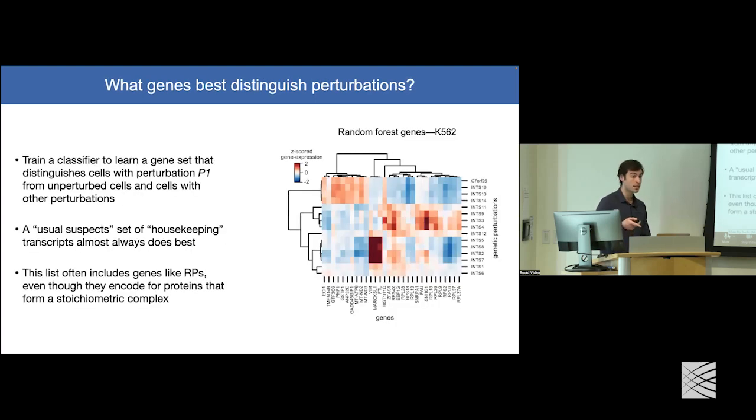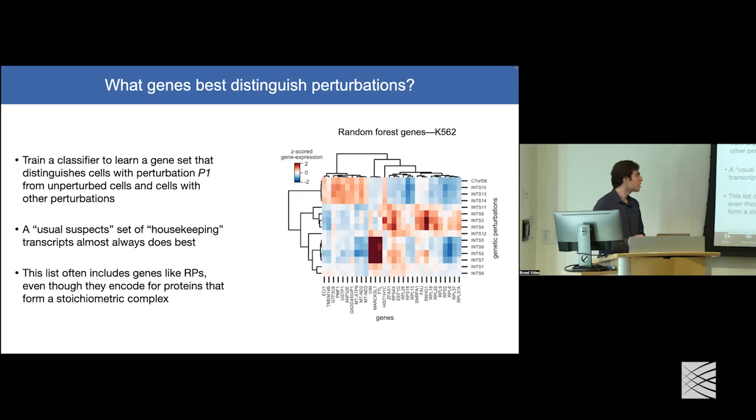So I want to get back a little bit to what you were asking. The genes that best distinguish perturbations are not necessarily the genes that are in these modules. Something that we did pretty often as we were analyzing these data was to train classifiers to learn gene sets that best distinguish perturbations, since we have all these labeled cells. We can try to find which genes can best classify cells as labeled with this perturbation versus labeled with other perturbations, and then check that against the true list of the guide RNAs.